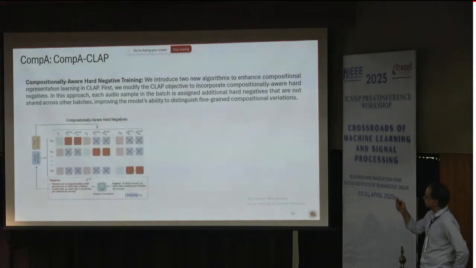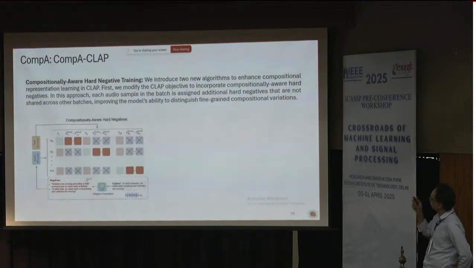And this is our extension to CLAP, the famous model, that now we want to deal with complex audio. So we do two algorithms to enhance the compositional representation in CLAP. That's where we go from it. And literally in each approach, each audio sample is assigned hard negatives, and that improves distinguishing. I will not go into details of that, but literally we came up with a whole compositional extension of CLAP to show we can do complex audio with a similar thing.